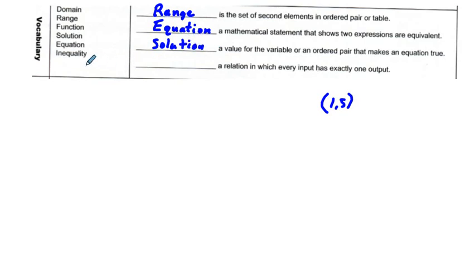And the last thing here, blank, a relation in which every input has exactly one output, that is called a function. That's when we went over that vertical line test. Remember that? That's an example of that. Okay, next.